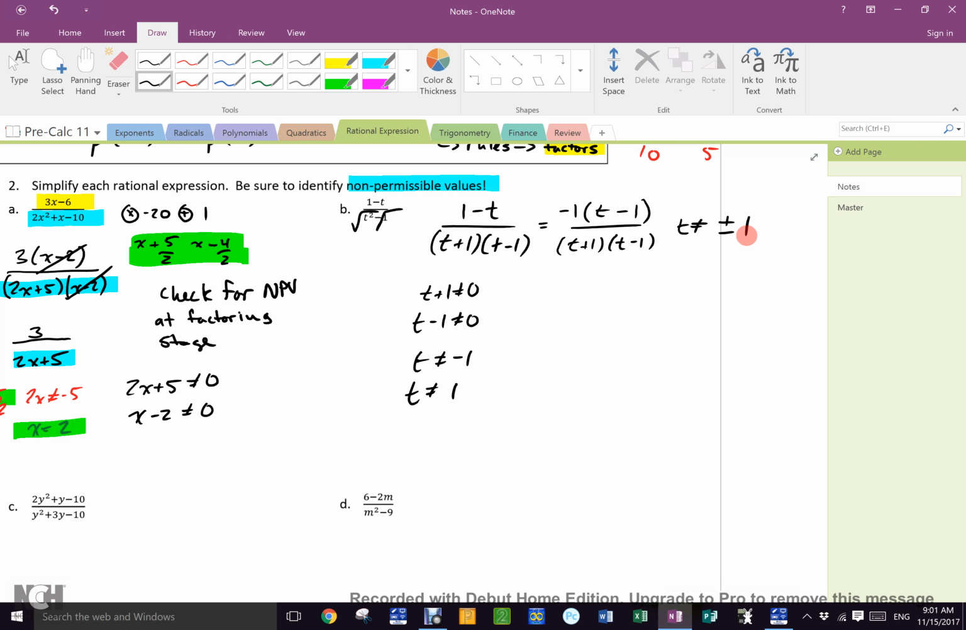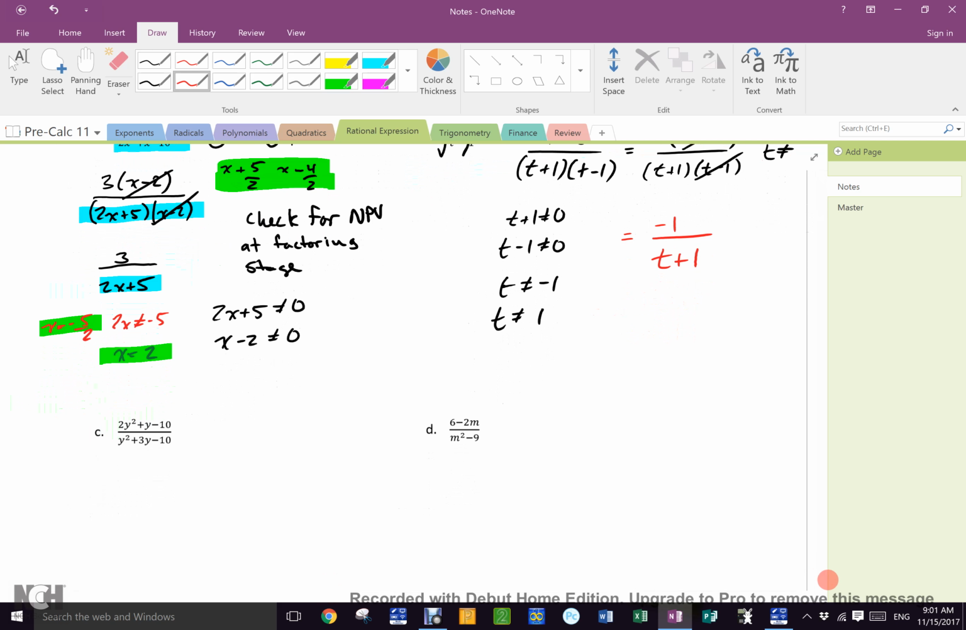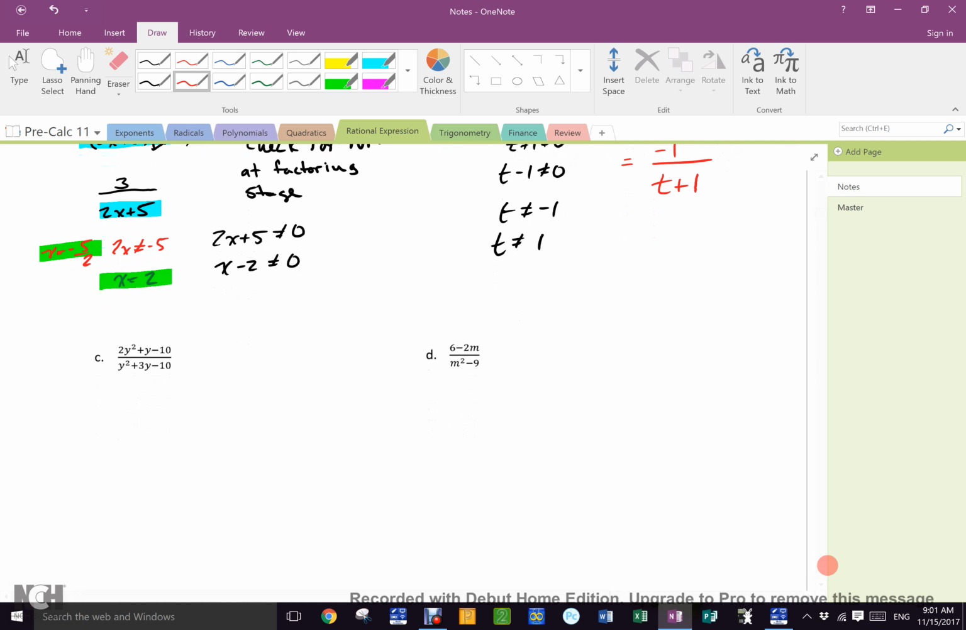All right. And now, finally, simplified. Is there any canceling we can do? Where? T minus 1 and t minus 1. So what is my final answer? Negative 1 over t plus 1. Is everybody okay? Please notice that it's exactly the same as fractions. So let's look at C. What can I do in C?